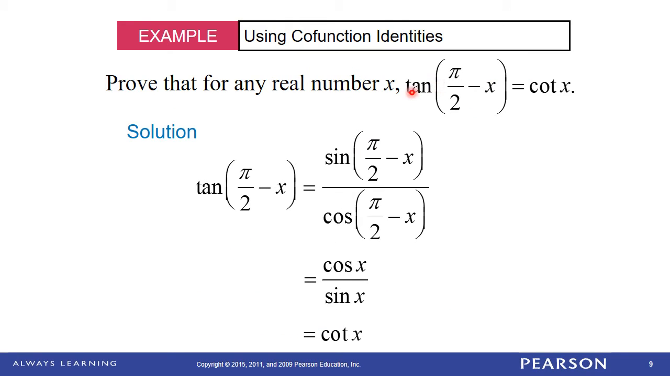Alright, so proving it for tangent. Let's see if this is true. The tangent of the complementary angle is the same thing as the cotangent of that angle. And we can prove it for tangent. We say tangent of the complementary angle would be, again, just basic identities, right? Tangent is sine over cosine. And given those basic cofunction identities that we just saw in the last slide, this gives us this, therefore we're left with cotangent.